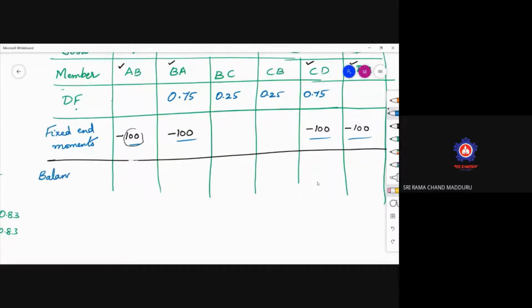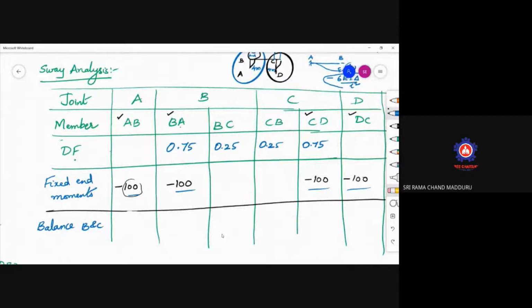Which one you have to balance? You have to balance B and C. Why should I balance B and C? At a particular joint, BA and BC should be equal, but here the difference is minus 100. Here the difference is minus 100. That's why I have to balance B and C. How to balance it? Minus 100 is there, take plus 100 into 0.75, 100 into 0.25. This is 100 into 0.25, 100 into 0.75. To simply multiply easily, that's why I have taken 100. If I take 20 or 30, I require a calculator.